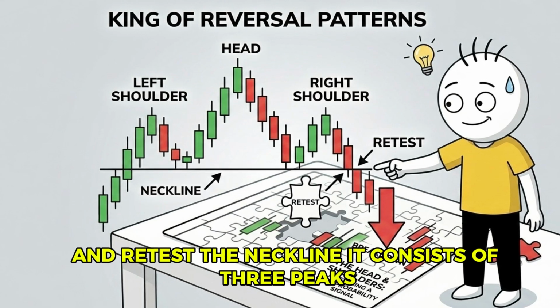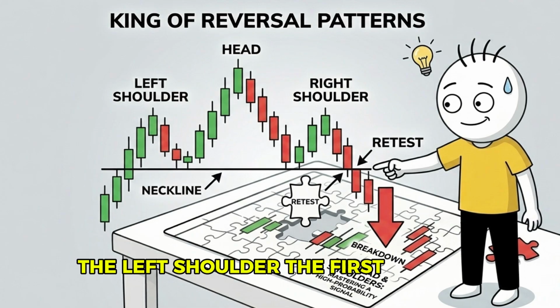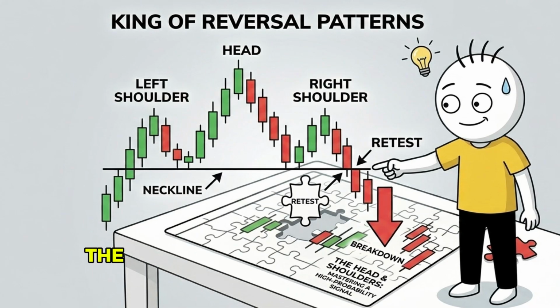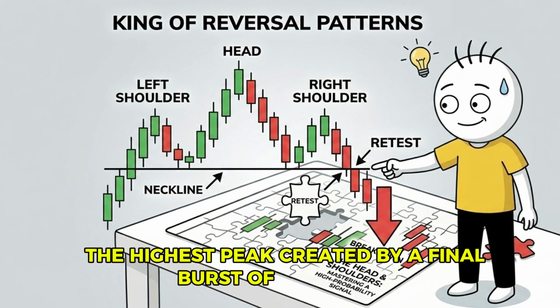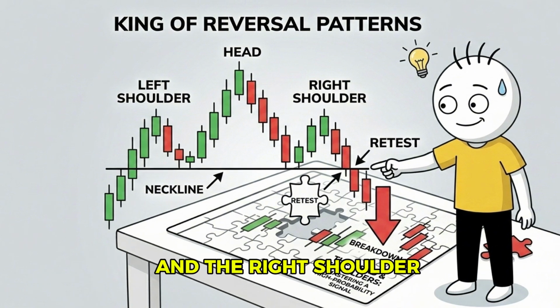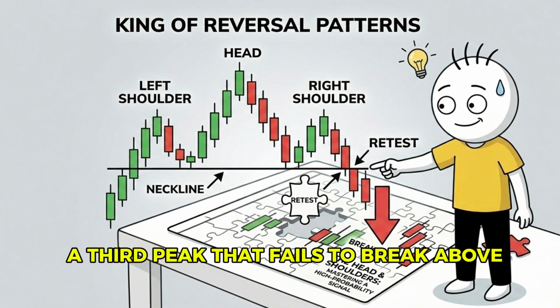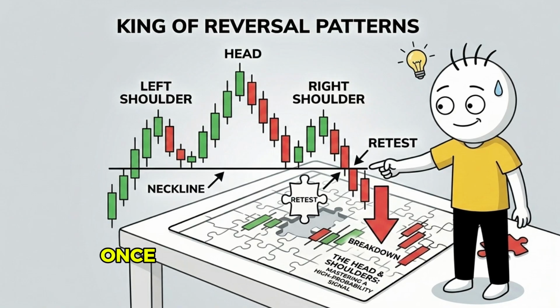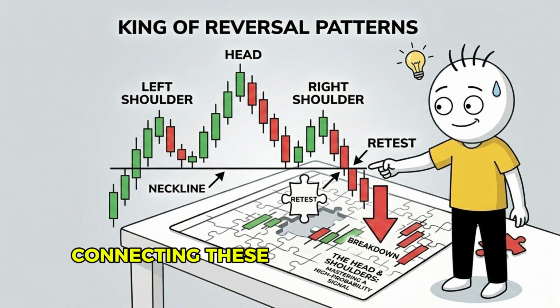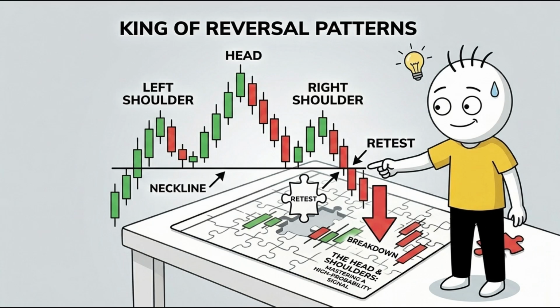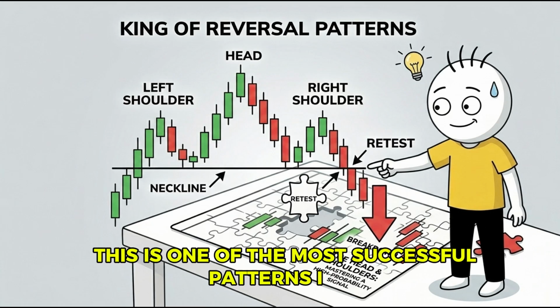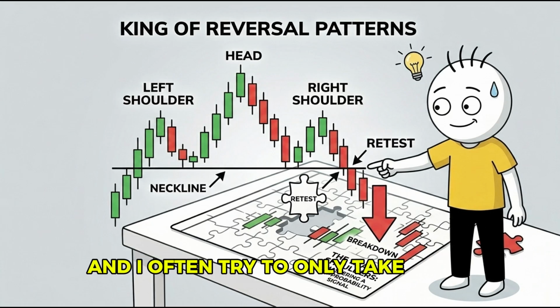It consists of 3 peaks: the left shoulder, the first rejection; the head, the highest peak created by a final burst of momentum; and the right shoulder, a third peak that fails to break above the head. Once the price breaks below the neckline connecting these points, the reversal is confirmed.